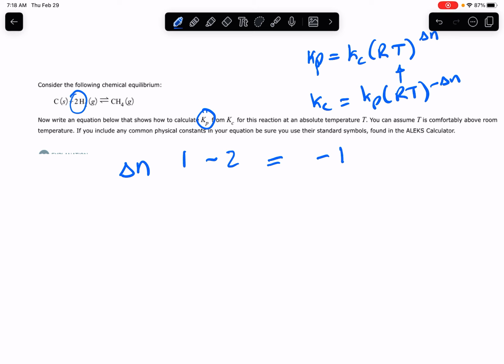Now, depending on which one they're asking to solve for, we're going to use either this equation or this equation. But since they asked us to solve for Kp, we're going to use this guy right here, and all we're going to do is just plug in the value right here of this guy. So when we're writing it out, we're going to write it as Kp equals Kc RT to the -1.